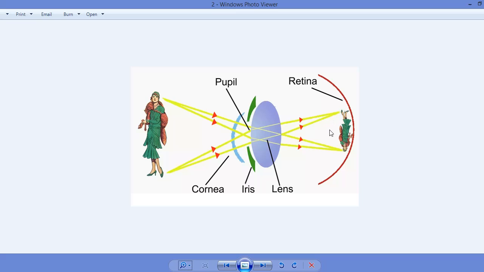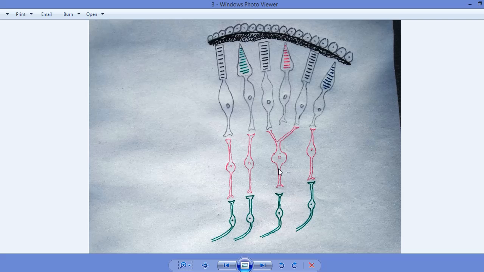So the image will be formed in an upside down or inverted position, and that image will further go towards the visual cortex, and in the visual cortex this inverted image will be rectified. So normally what happens, when the reflection of light falls on the rods and the cones, as I have told you, the cones are of three types: the green, the red and the blue.